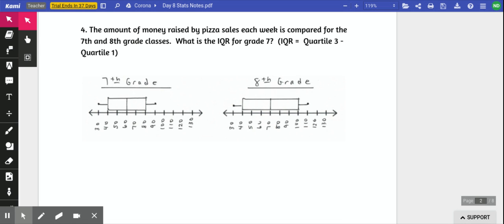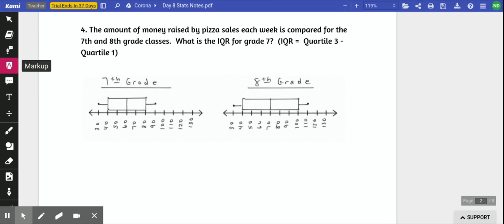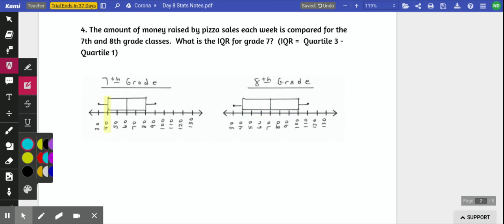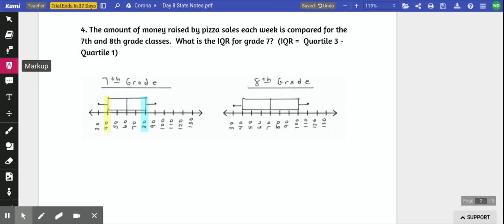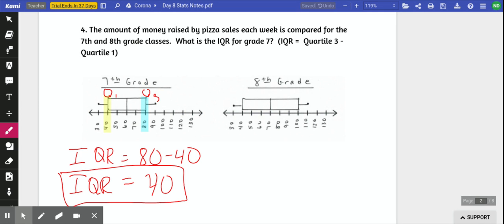In order to find the IQR or the interquartile range, we take quartile 3 and we subtract quartile 1. So I'm just figuring out for now the IQR for grade 7. So I need to first identify my first quartile and my third quartile. So my first quartile is equal to 40 and my third quartile is equal to 80. So I simply have to subtract those two numbers. 80 minus 40 is 40. So the IQR for grade 7 was equal to 40.